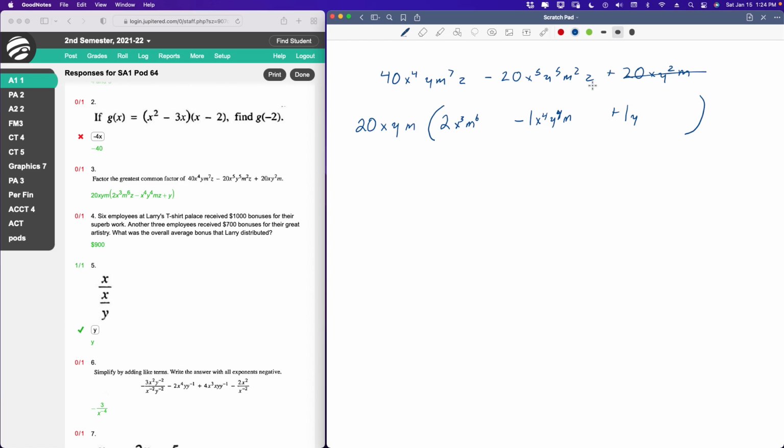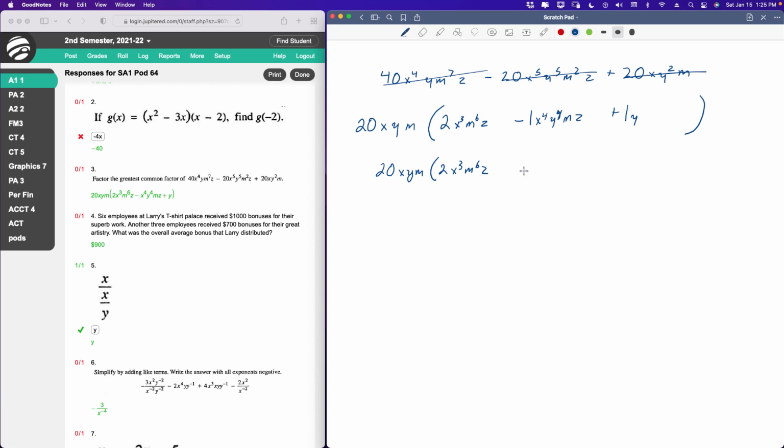But we still have z's in these. And there's no z in this one, so we have to leave the z here and we have to leave the z here. So that means this one's done and this one's done. So now let's rewrite this succinctly, as shortly as possible: 20xy m^2 x^3 m^6 z.